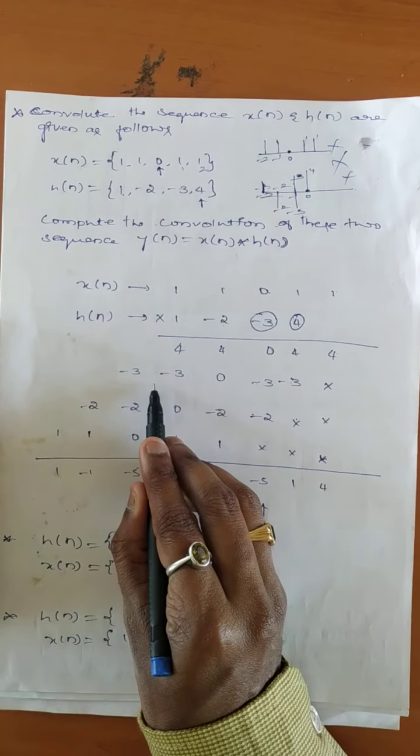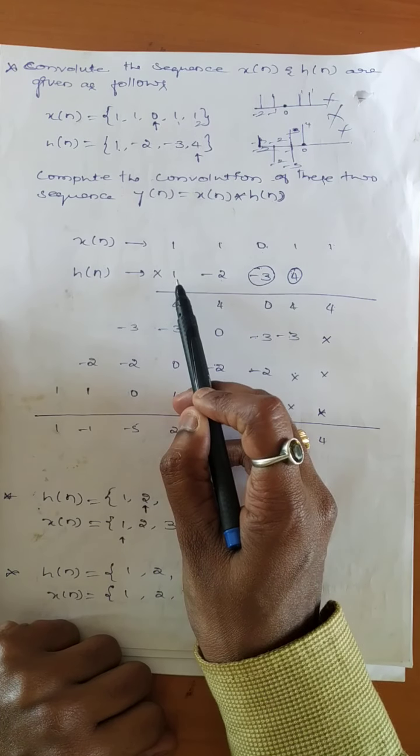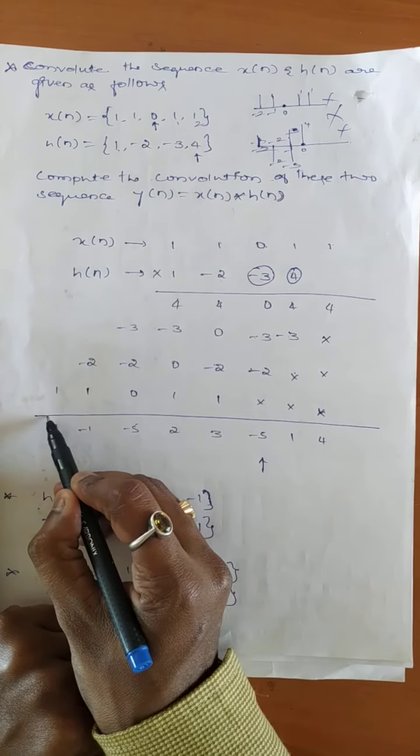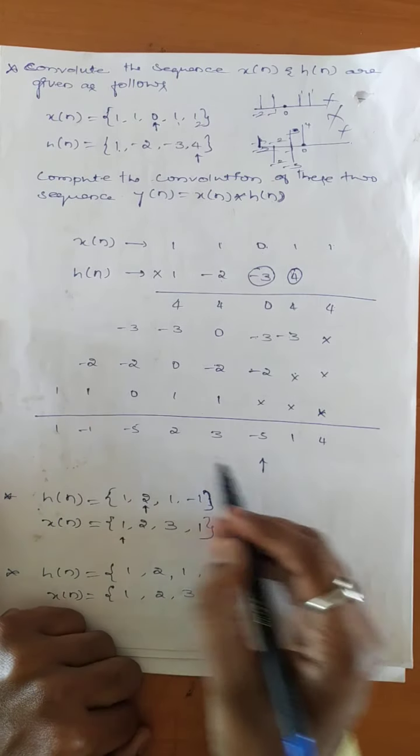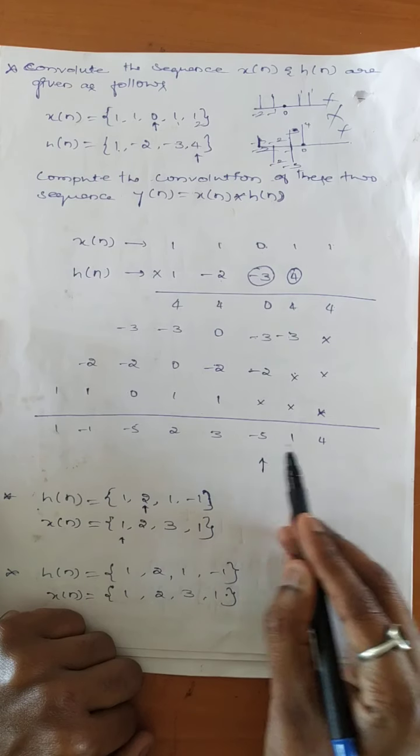Likewise you continue with minus 2 and minus 1. So this is what the final result is. You are getting 1, minus 1, minus 5, 2, 3, 5, minus 5, 1 and 4.